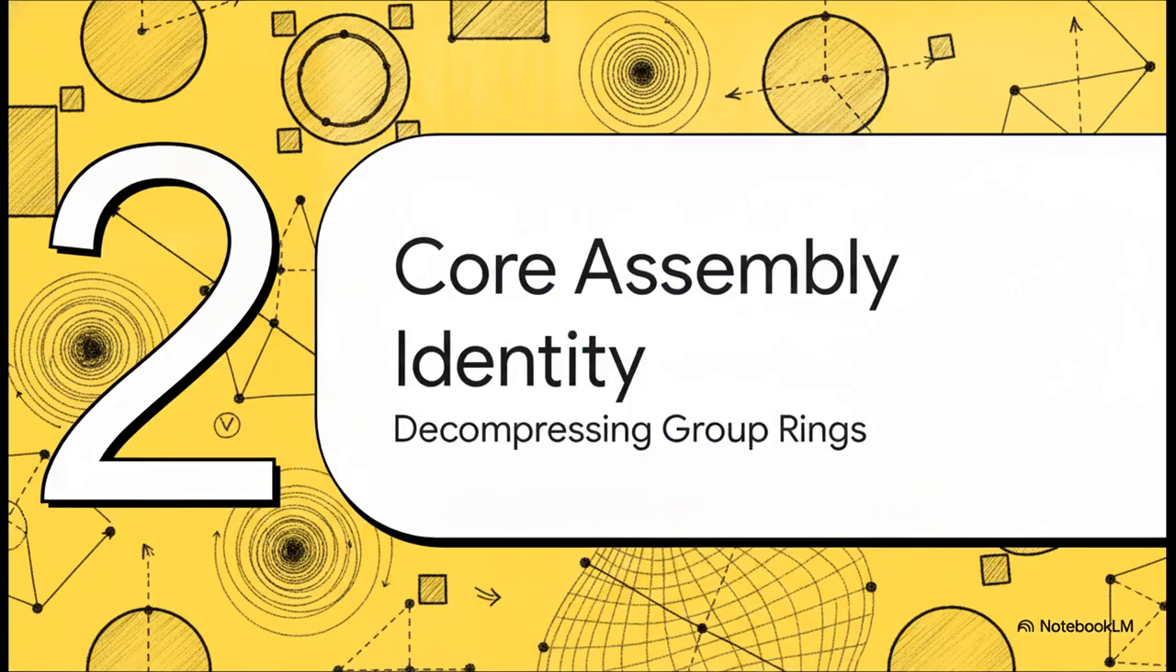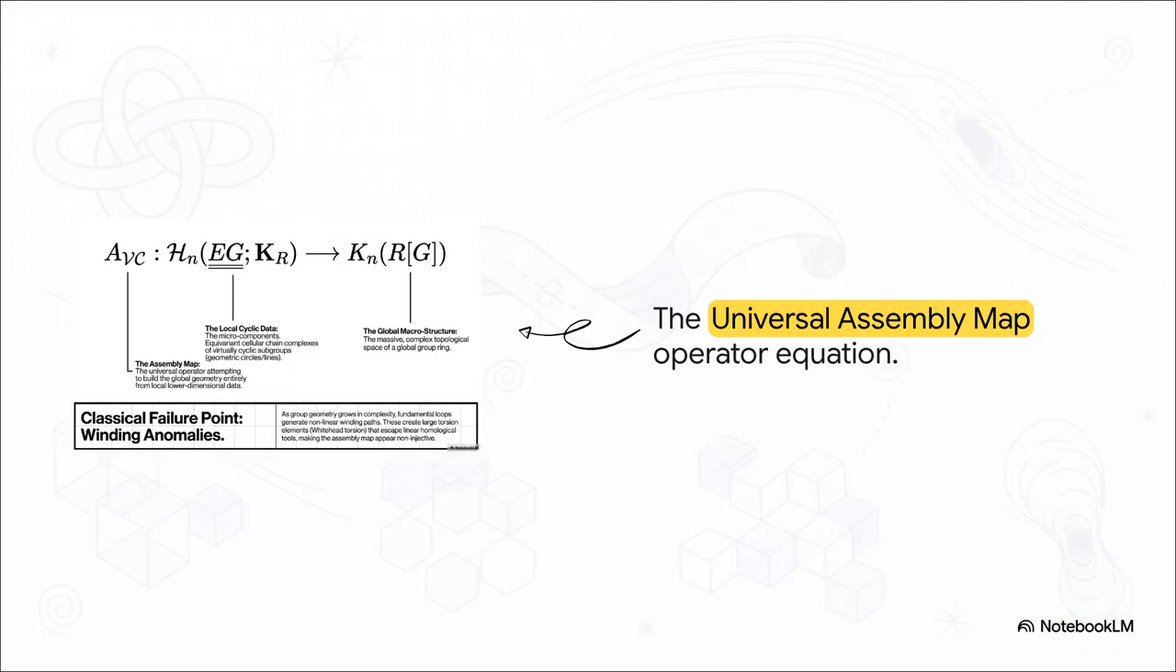Which brings us to Part 2, the core assembly identity, where we look at decompressing the group ring. Looking at this equation, we see the universal assembly map operator. Notice the left side. These are your local, virtually cyclic microcomponents. The operator is taking on the massive task of grabbing these simple, unramified data packets and gluing them together to generate the incredibly complex topological space of a global group ring, which you see on the right.